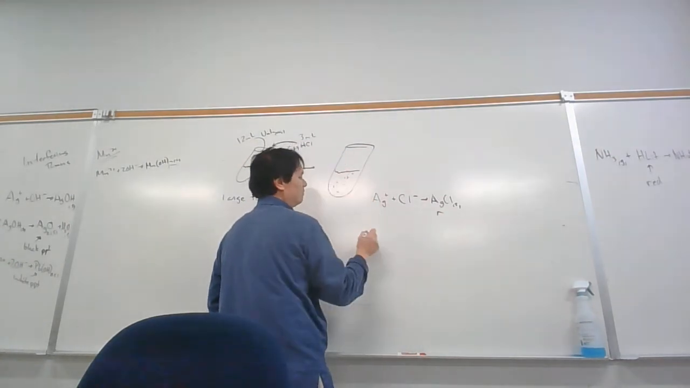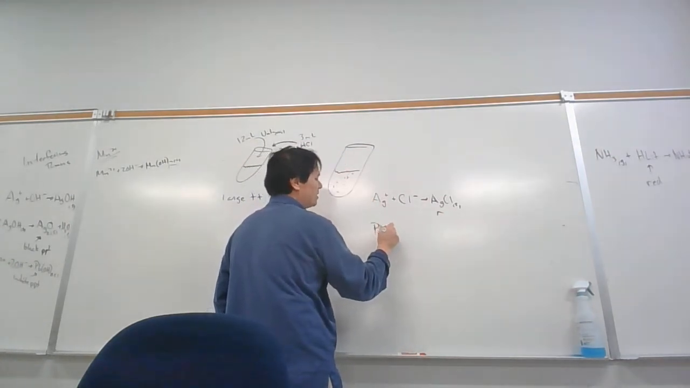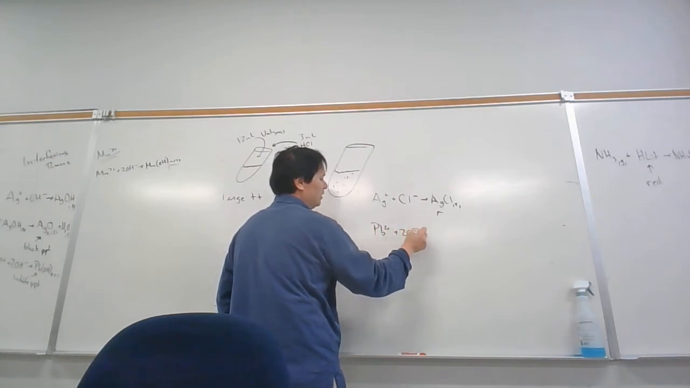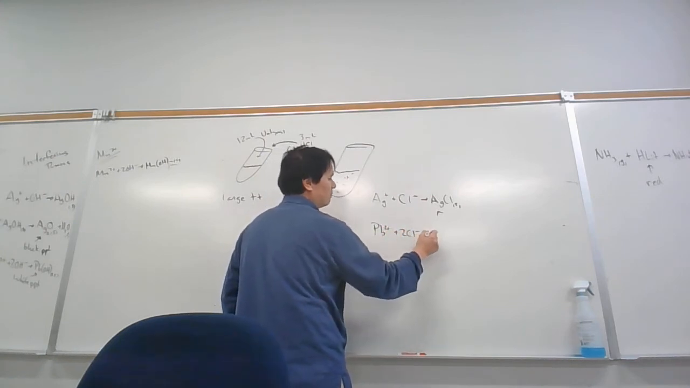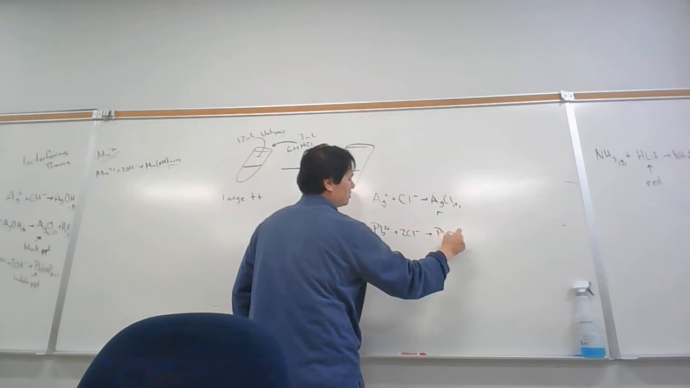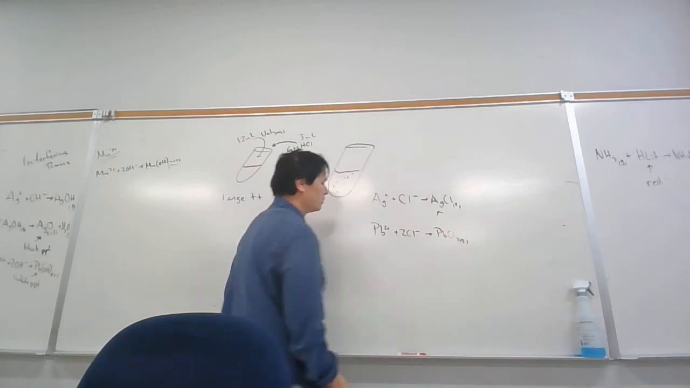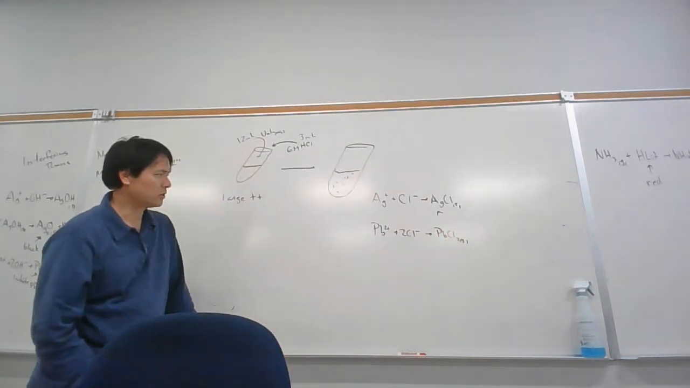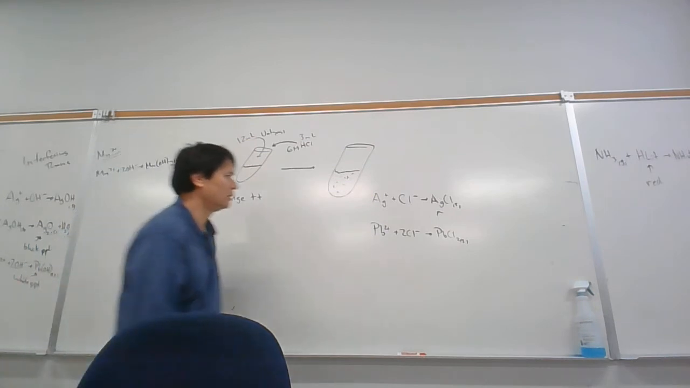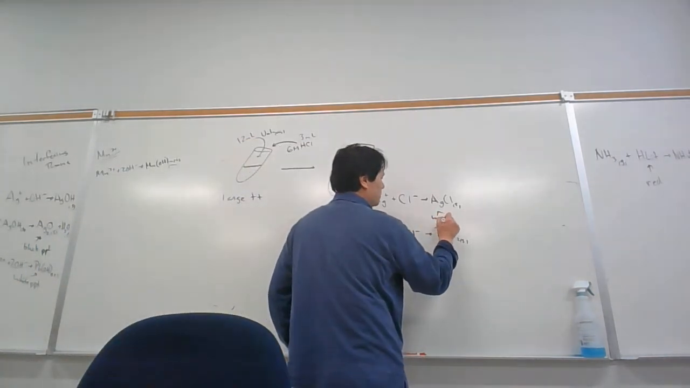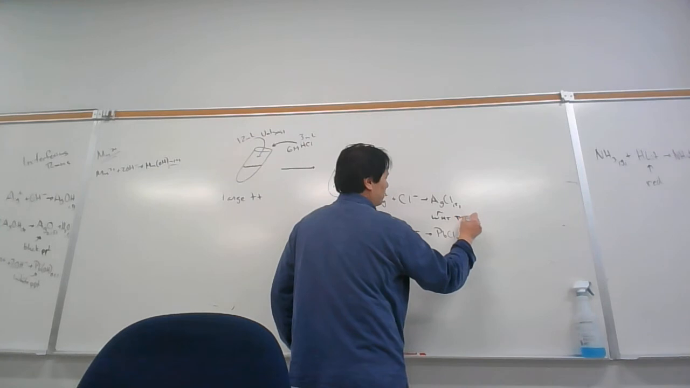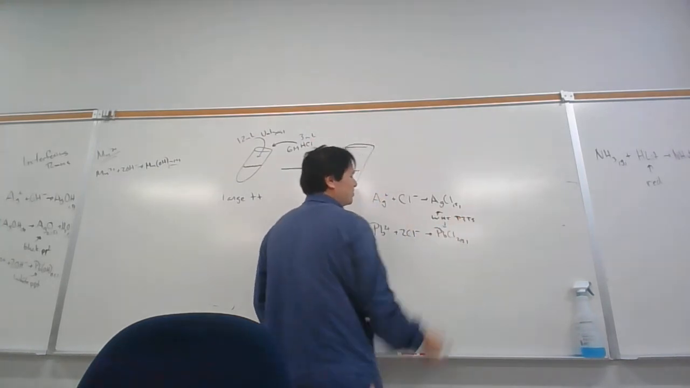We're going to get that. And then we're going to have lead ions. Lead ions also like chloride ions. We need 2 chlorides for every lead. We're going to form PbCl2. This would be the net ionic equation for precipitation of lead. And it turns out that both of these are white precipitates, so we can't tell the difference.